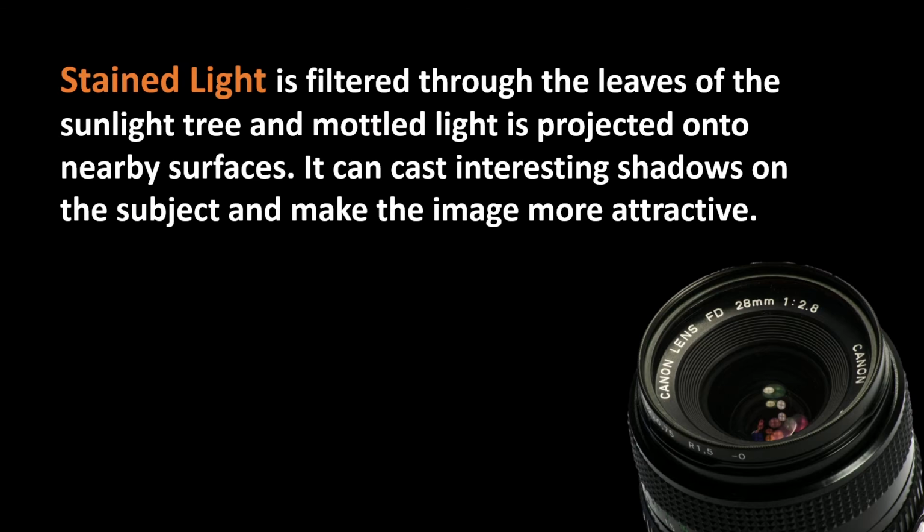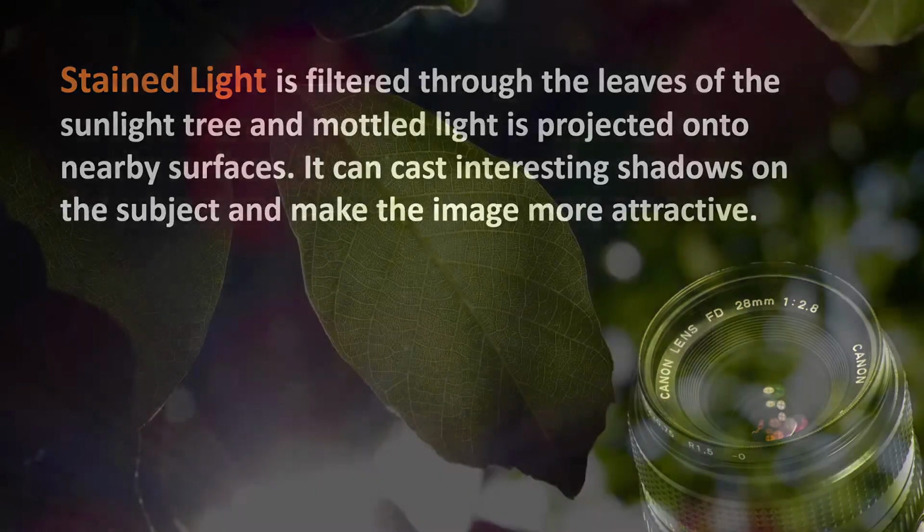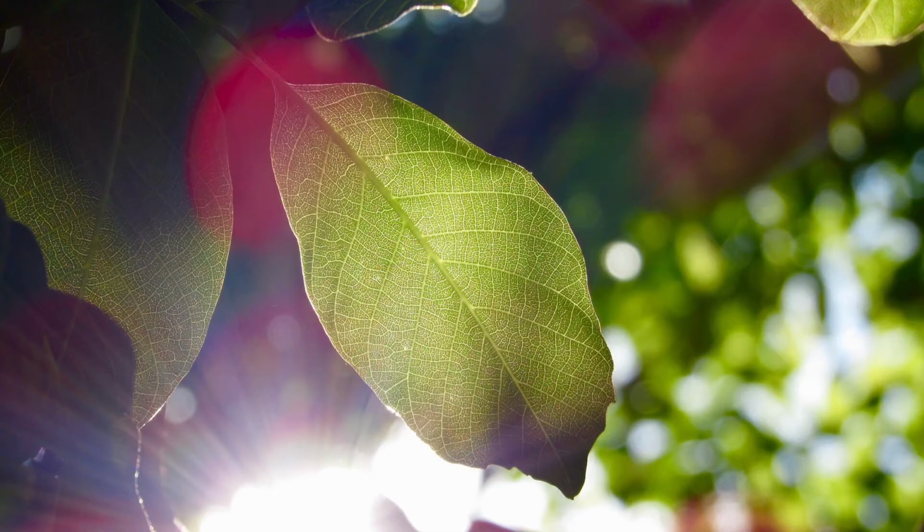Stained light is filtered through the leaves of the sunlight tree and mottled light is projected onto nearby surfaces. It can cast interesting shadows on the subject and make the image more attractive.